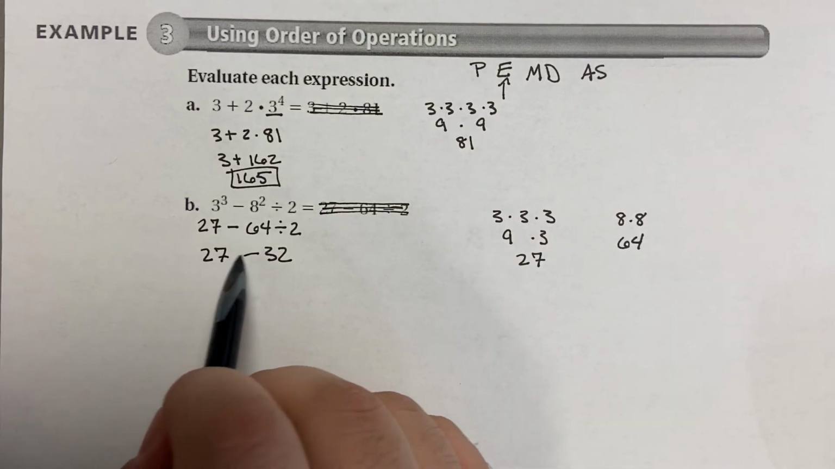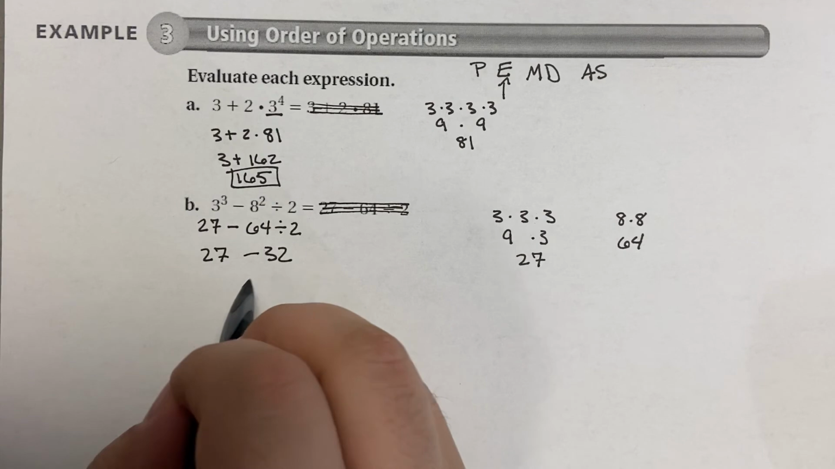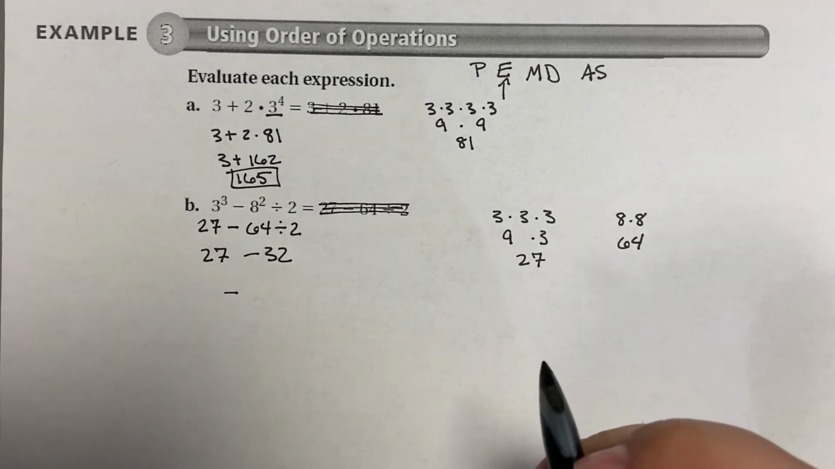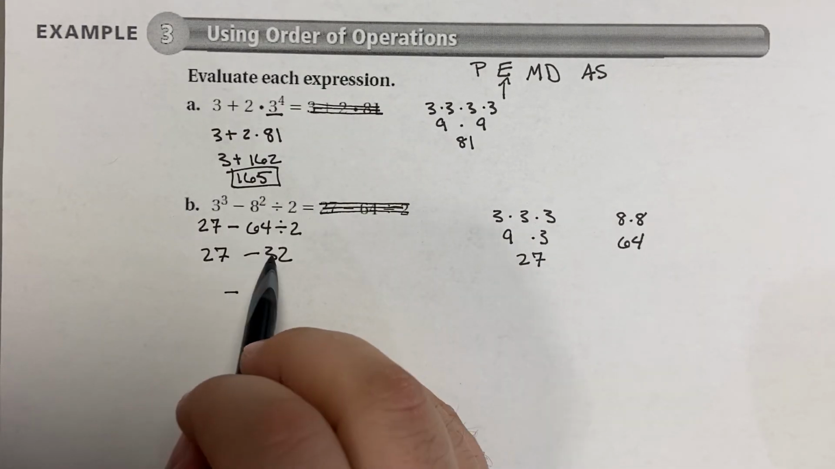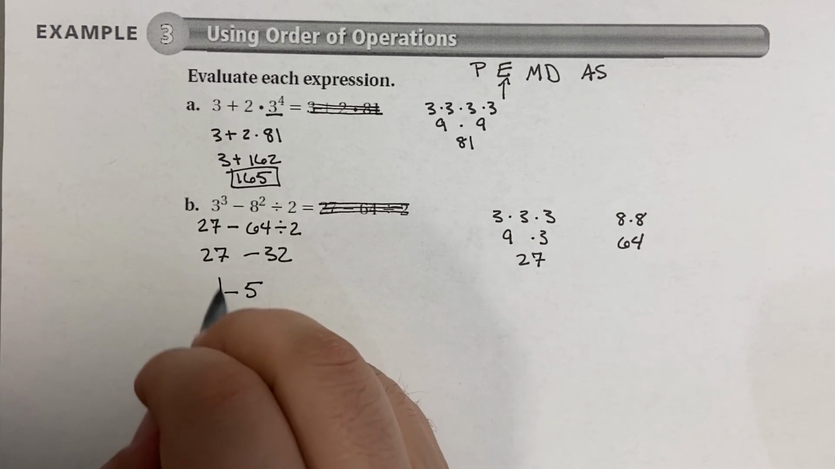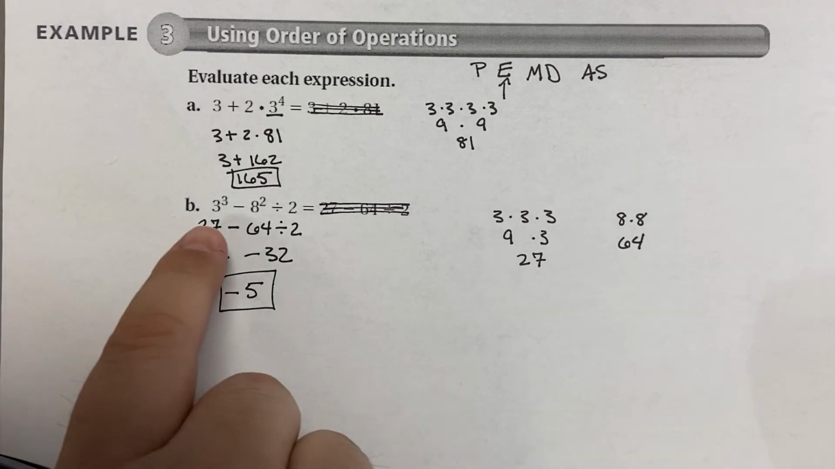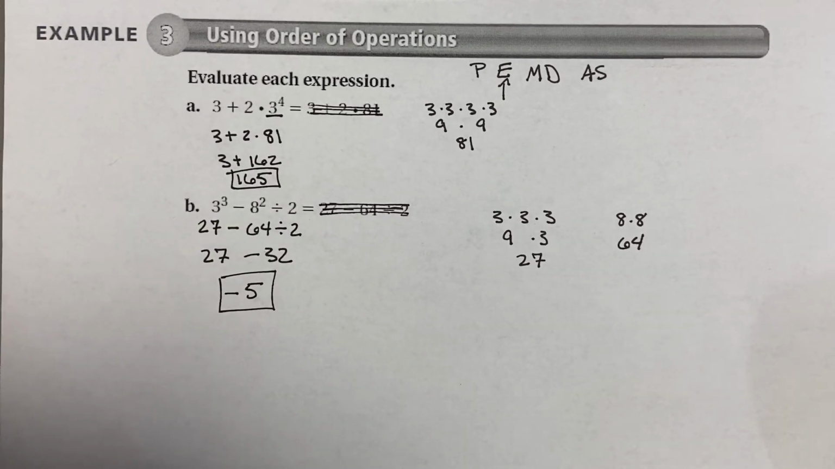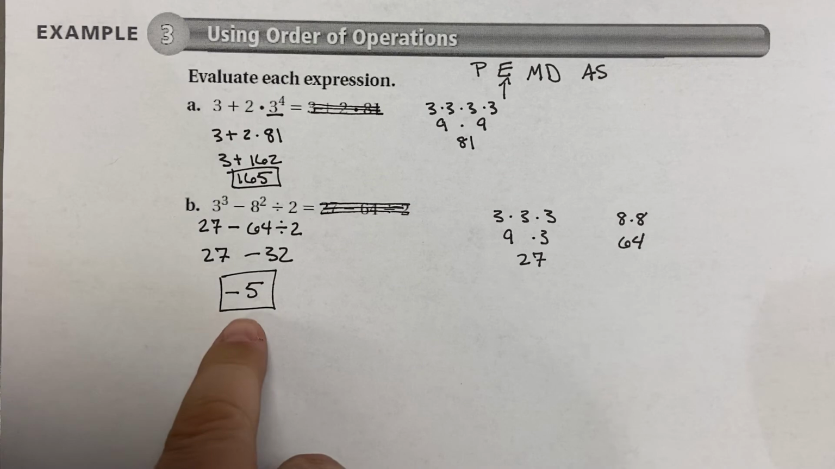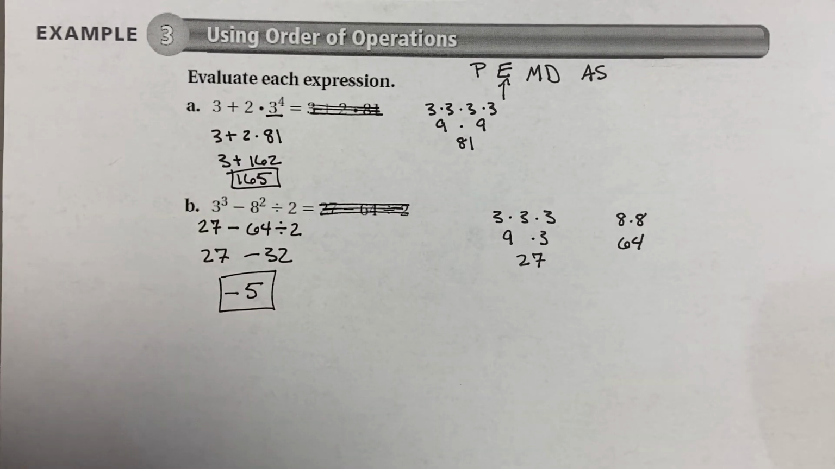So now we have 27 minus 32. And we just have to remember, since the 32 is bigger, I'm keeping that negative sign. And then this becomes 32 minus 27, or 5. So negative 5 is my answer. And there's my final answer. So 3 to the 3rd minus 8 squared divided by 2 is equal to negative 5. And as we found in problem number 1, or A, 3 plus 2 times 3 to the 4th is 165.